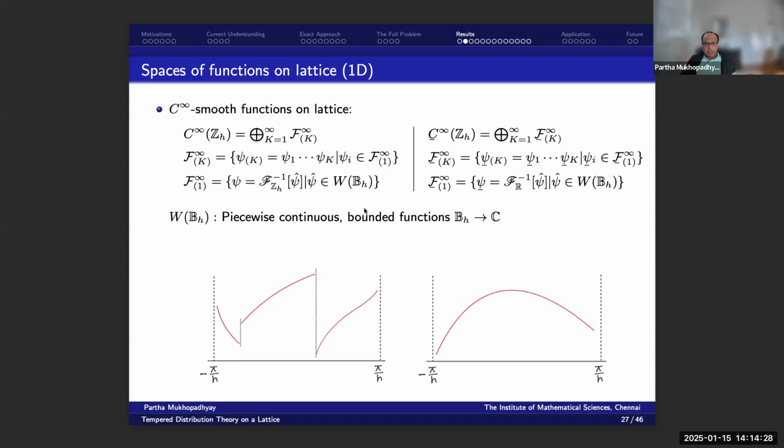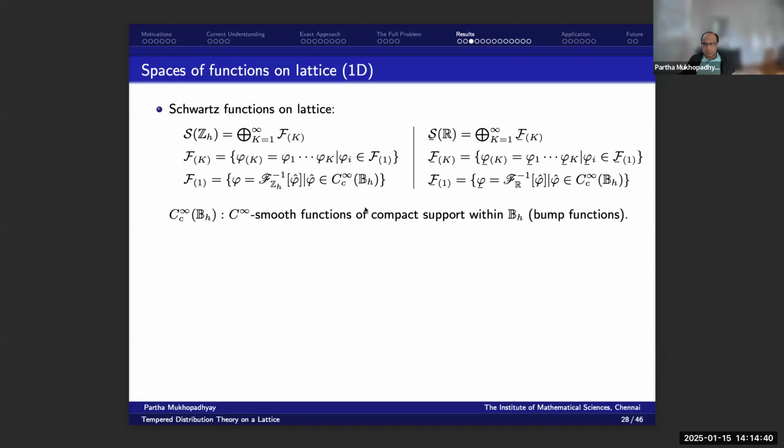So this is the description of C infinity functions. These functions will not fall off rapidly at infinity. So that is what we need for the Schwartz function on the lattice, and that is defined in this way. It is the same structure. It's a direct sum of these degree k fields, and there's a fundamental Schwartz field, which is F1. The fundamental Schwartz field is defined in exactly the same manner as C infinity, except that this is a Fourier transform of C infinity BH. It is not WBH.